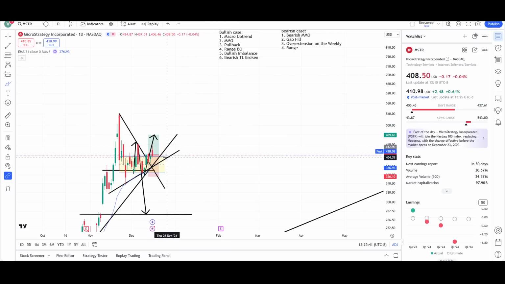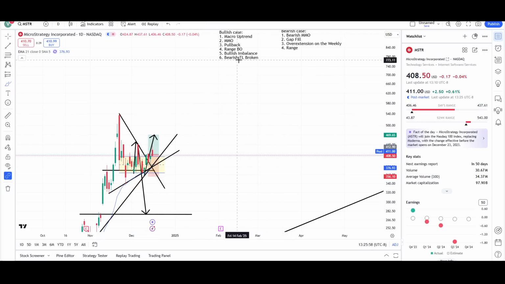So that's what it looks like it's setting up to do as of right now, because price has not gone below that $400 level, which is a good sign. And this is a bullish imbalance. You can see that price is making a higher low, another higher low. And now we just saw the range breakout. So it looks like the bulls are driving up that price.